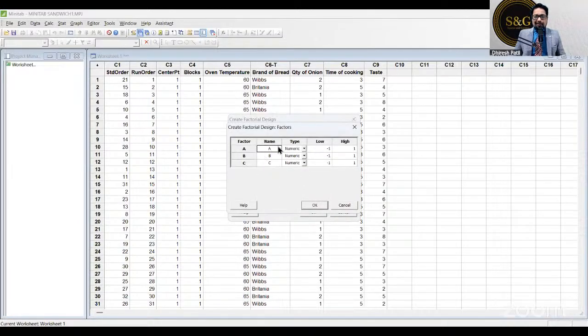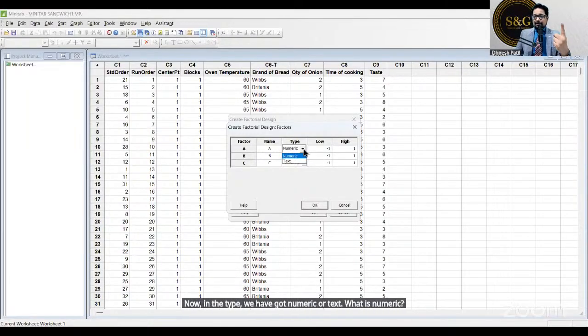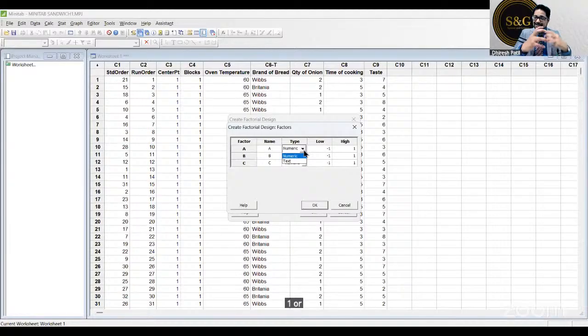Here we have got factor A, factor B and factor C. Let's just take this as an example. Now in the type we have got numeric or text. What is numeric? 1 or 1.5, 1.6. If there is numeric data, we will put it numeric. If that's text data, for example Vibs and Britannia, so we can put Vibs or Britannia over here as well.